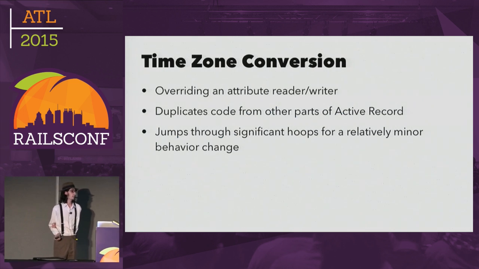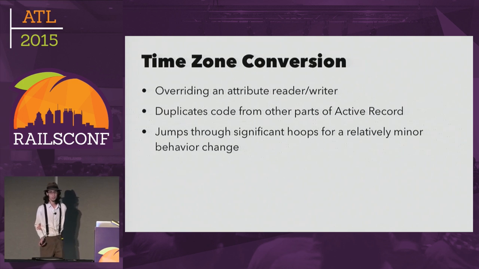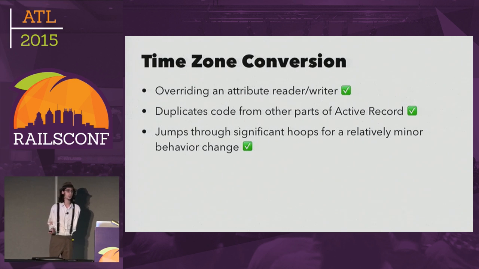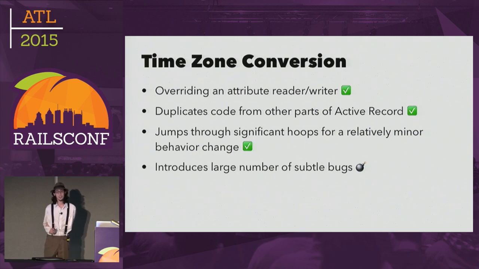So in this case, we're looking for the common concepts and some common smells. So we're overriding the reader and writer. We're duplicating a lot of code. And this is a relatively small behavior change, but it has to jump through a lot of really complicated hoops in order to do it correctly. It's also important to note that the code, when it's written this way, introduces a lot of subtle bugs. A lot of other modules may be trying to modify the type of this attribute in very unexpected ways. And the bugs are hard to detect once behavior is scattered all over the place.